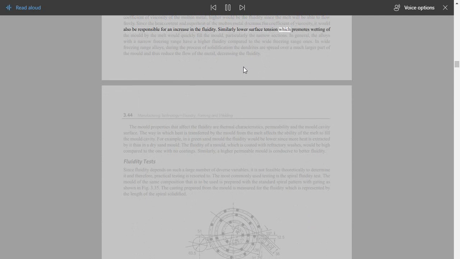Similarly, lower surface tension, which promotes wetting of the mold by the melt, would quickly fill the mold, particularly the narrow sections. In general, the alloys with a narrow freezing range have a higher fluidity compared to the wide freezing range ones. In wide freezing range alloys, during the process of solidification, the dendrites are spread over a much larger part of the mold and thus reduce the flow of the metal, decreasing the fluidity.